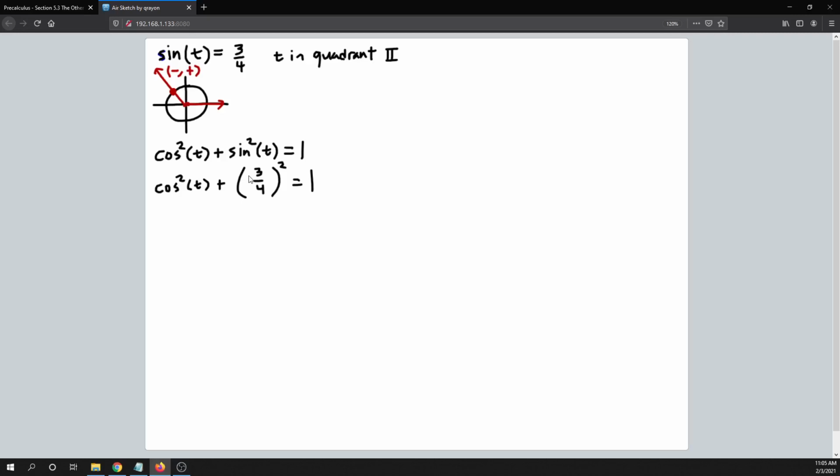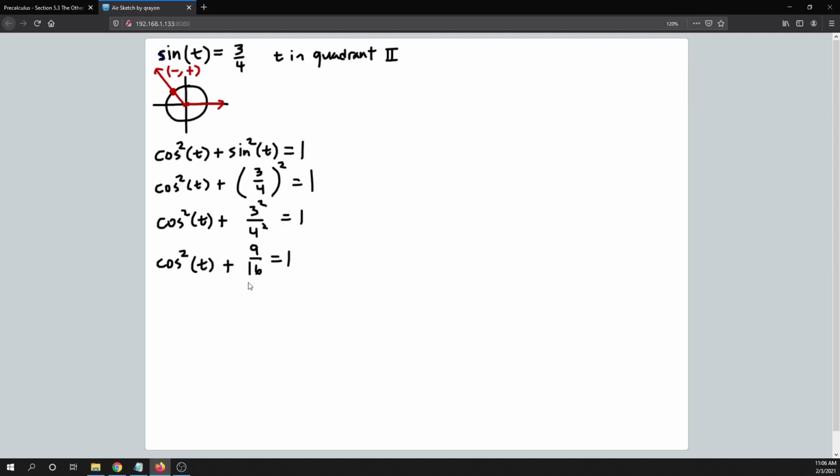All right, and then I'm going to solve this out. I did some examples of how to do this in previous videos. So right now we have 3/4 squared, so that's going to be the same as 3 squared over 4 squared. So that's going to be 9/16. All right, so I've got each side as simple as I can get it.